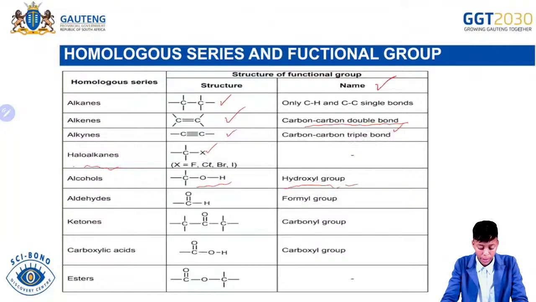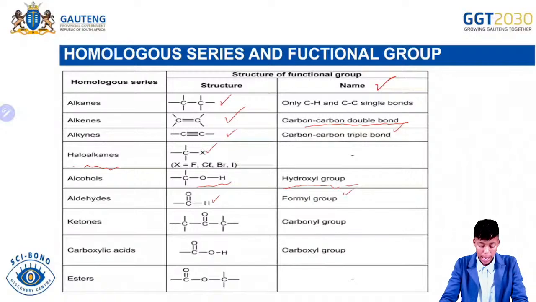Then next we have aldehydes. The aldehydes, they have what? They have a C double bond O and then H, and then normally where are you going to find this? The C double bond O and the H will normally be at the end of the molecule, or it's going to be at the start of whatever compound that you are dealing with. Then the aldehydes, the name of the functional group is called what? They are called the formyl group.